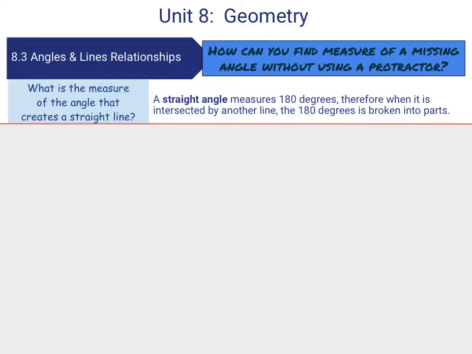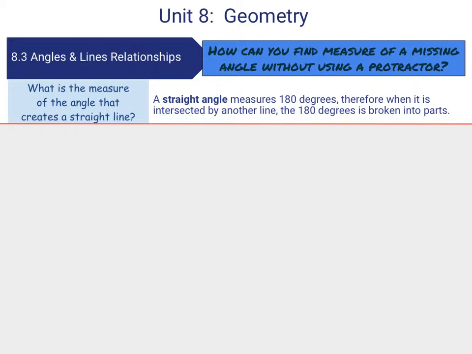We know that the measure of an angle that creates a straight line measures 180 degrees. It measures 180 degrees, correct? So if I have a line that measures 180 degrees and it is crossed by another line, then I know that the angles together must add up to 180 degrees, right?